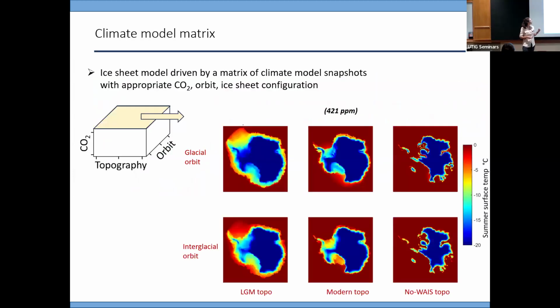The way we do that is with what we call the matrix method. And so I use global climate models downscaled by the regional climate models, right, to provide these snapshots. And these snapshots are static in time, but they form a 3D matrix. So I vary CO2, topography, orbit, that's like Southern Hemisphere insolation. And for each unique set of boundary conditions, I'm creating this climate snapshot.